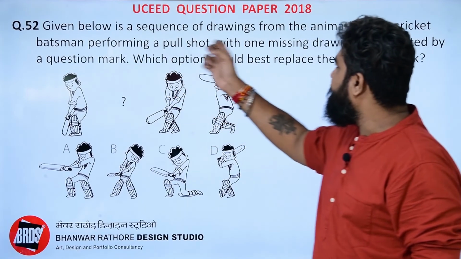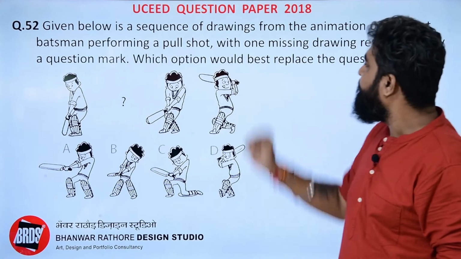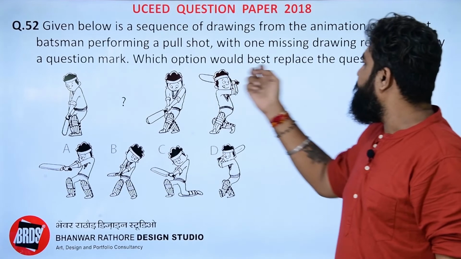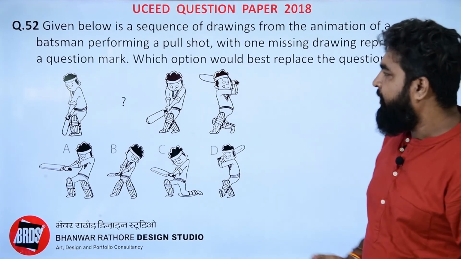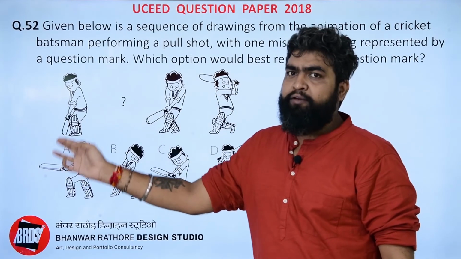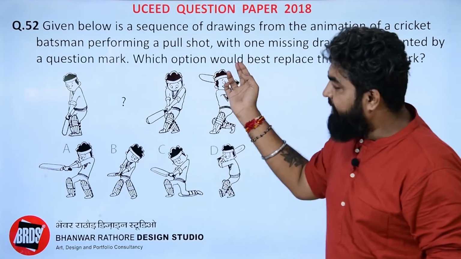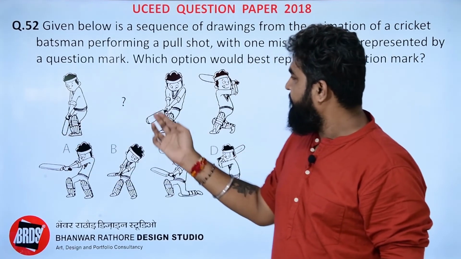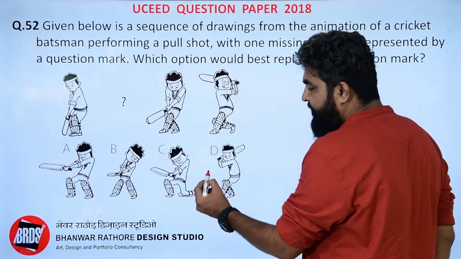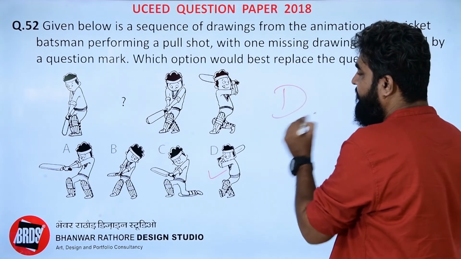Given below is a sequence of drawings from the animation of a cricket batsman performing a pull shot, with one missing drawing represented by a question mark. Which option would best replace the question mark? Now here, while playing a pull shot, the bat movement will be down, then up, then down and up. Also with that, front, back, and based on that, if we observe, we have option D, which is exactly fitting the question mark. So the correct answer over here will be D.